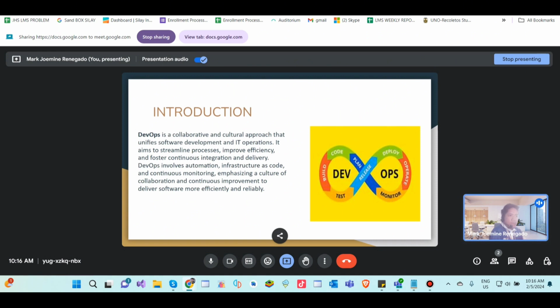So DevOps involves automation. Meaning it wants the processes of a certain system to be automatic, from manual to automatic. Infrastructure as code and continuous monitoring. So even if the system is already done, the DevOps personnel will monitor its functions to make it efficient and so on and so forth. Emphasizing a culture of collaboration and continuous improvement to deliver software more efficiently and reliably in every system.